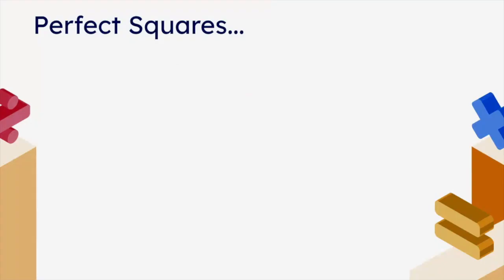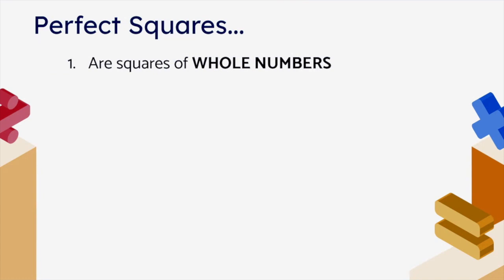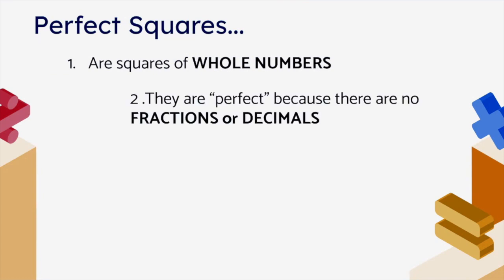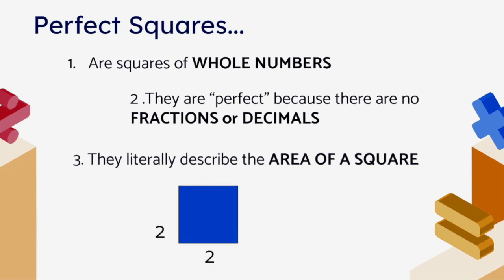All right, so let's just jump right into it. Perfect squares are squares of whole numbers. They are considered to be perfect because there are no fractions or decimals involved for this particular lesson. So perfect squares don't have fractions or decimals. And they literally describe how to find the area of a square. So let's go back and revisit how we find the area of a square. Let's see if you remember.